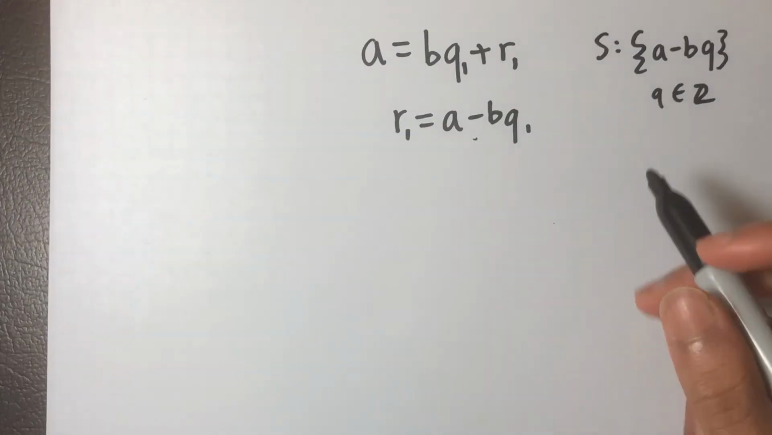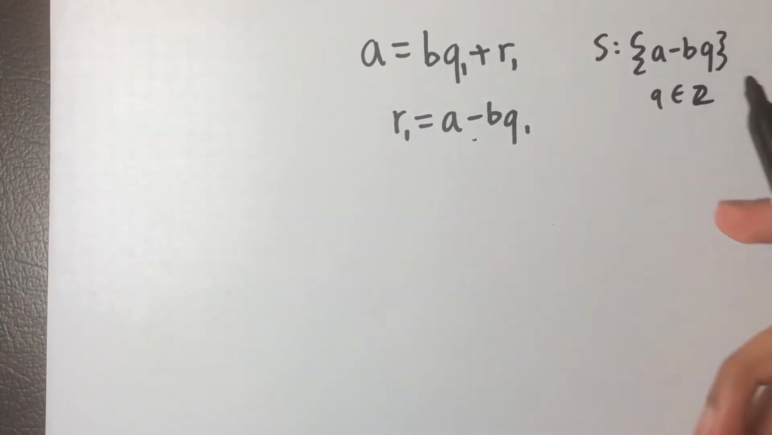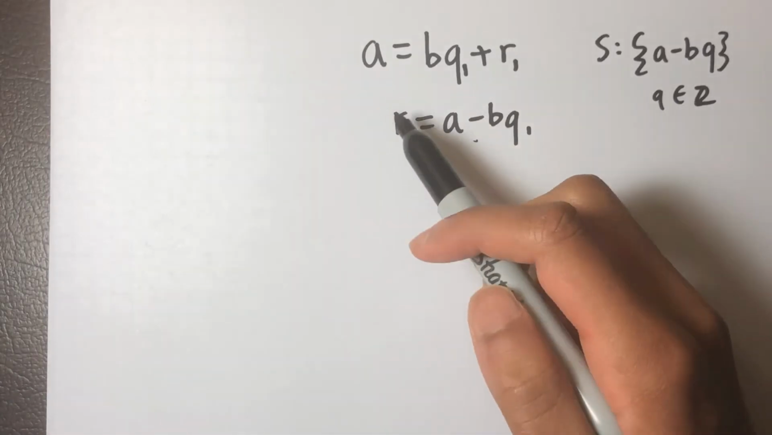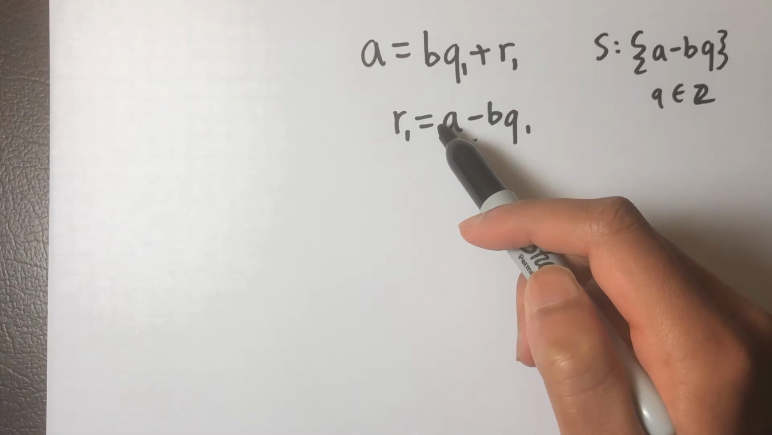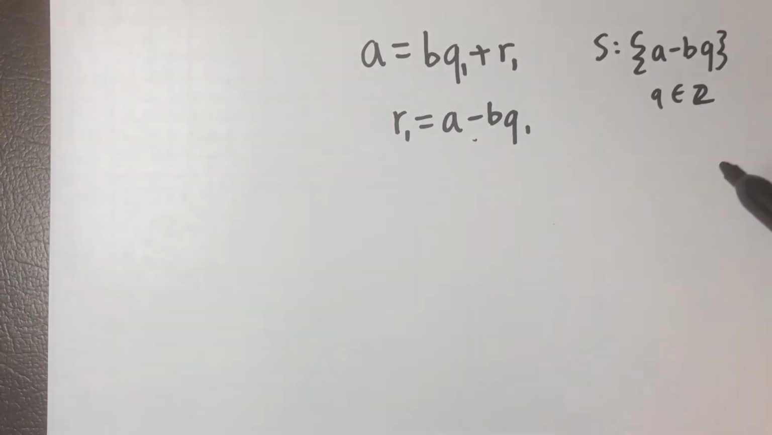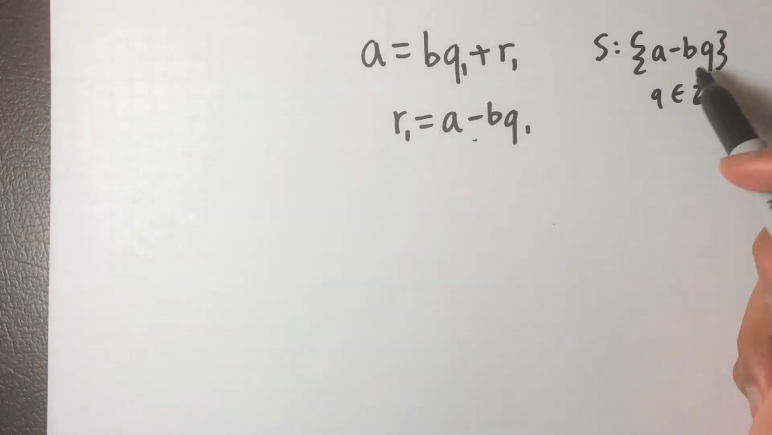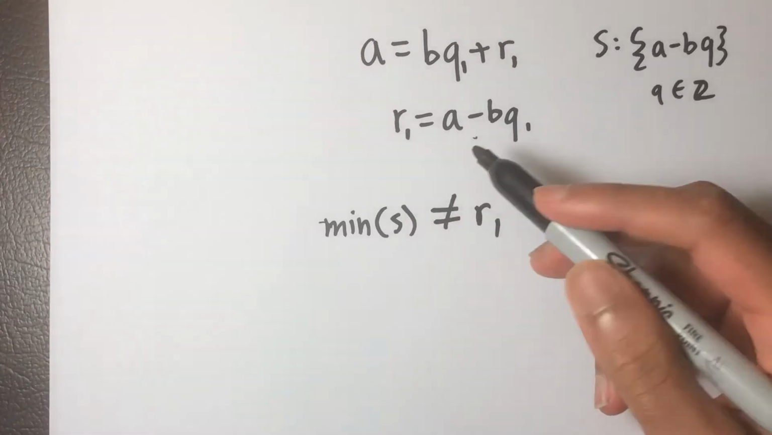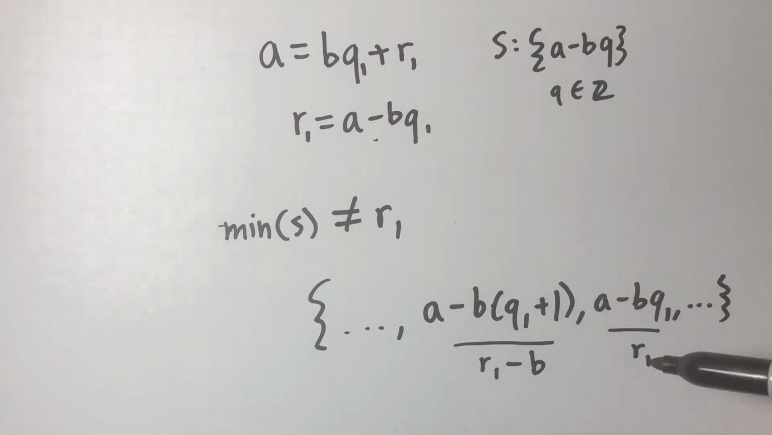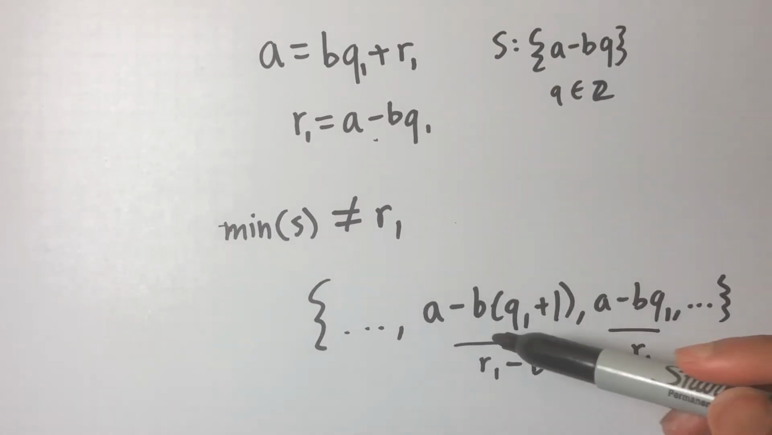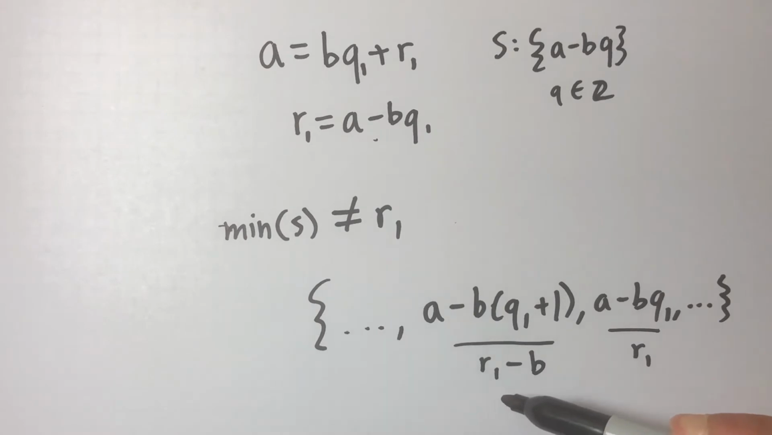So first we show that any valid remainder must be part of this set. That's pretty easy, since if a equals b times q1 plus r1, then r1 equals a minus b q1, which is obviously part of S. Now we'll assume that the minimum value of S is not equal to r1. Then we must have in our set an element less than r1, which, as you can see here, has to equal r1 minus b.